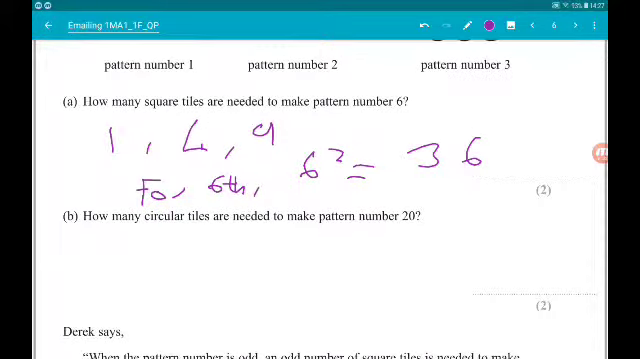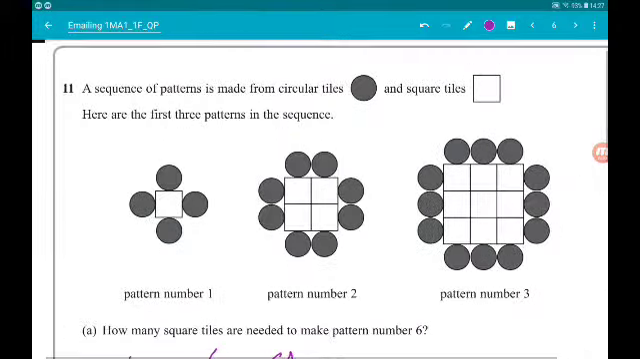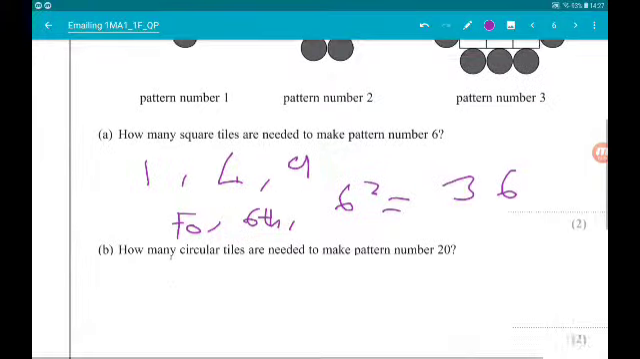Part B, a little bit trickier. How many circular tiles are needed to make pattern number 20? Okay, so obviously we don't want to draw 20 of these patterns, so what we're going to do is get the first few terms and then work out the nth term. So for pattern number 1, we need 4 circles.